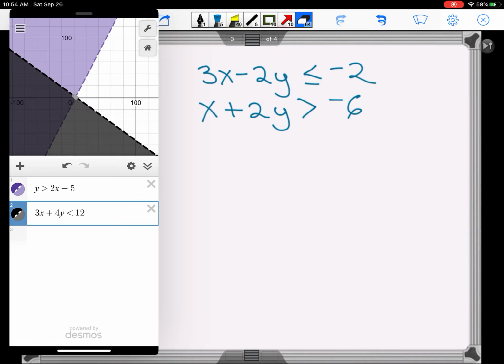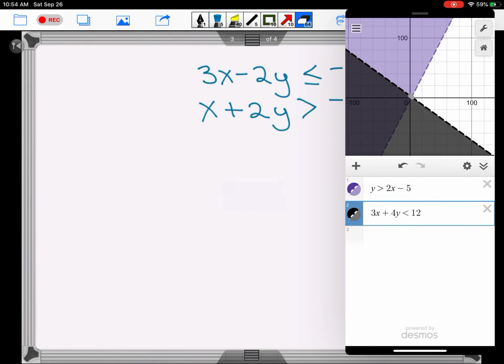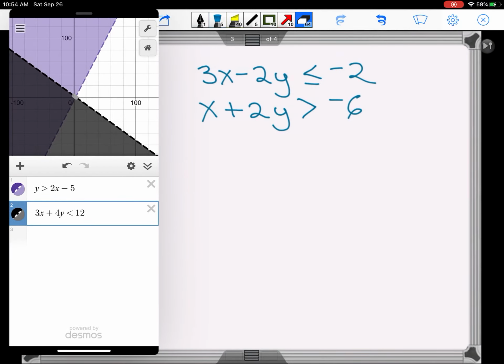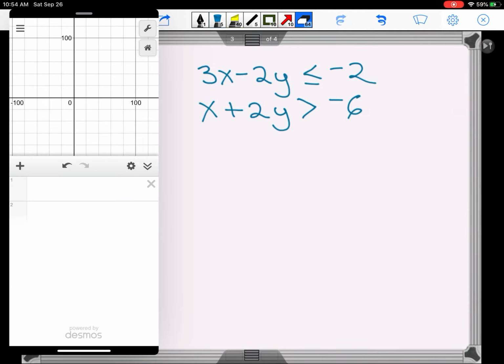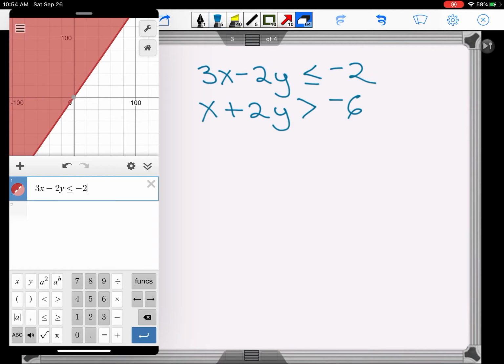And finally, we'll go ahead and do one more. So again, just type them straight in there. 3x minus 2y is less than or equal to negative 2. It used a solid line because that is less than or equal to. Whenever I have less than or equal to, I have to use a solid line. And the solution set for that inequality is the red shaded region.